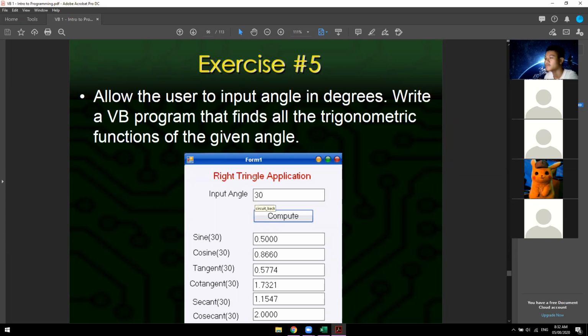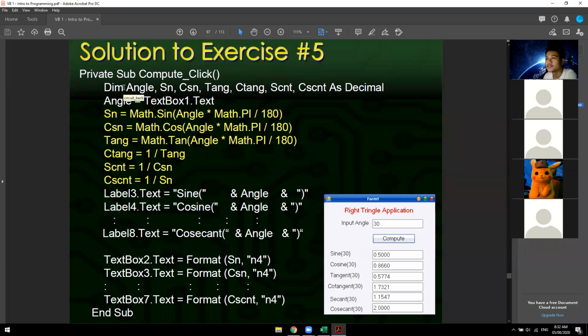So we have an input angle here, with one input and six outputs, and one button where you put your code. You'll declare variables: one for the angle, SN for sine, CSN for cosine, and so on, so we have all our variables complete. Then pass the contents to the variables. Since we only have one input, we only get one. TextBox1 goes to your variable angle.